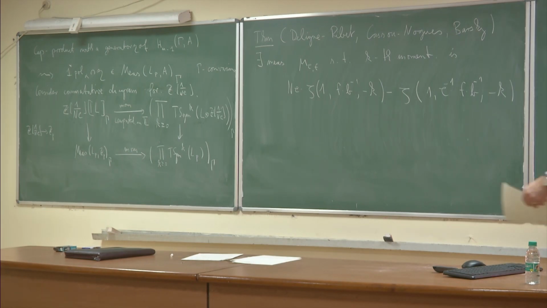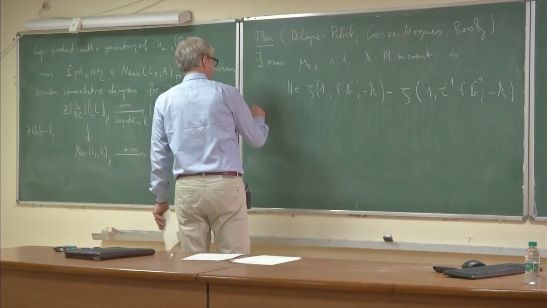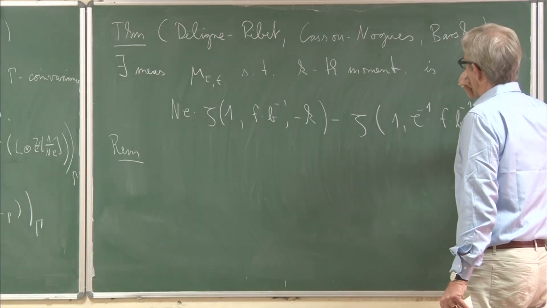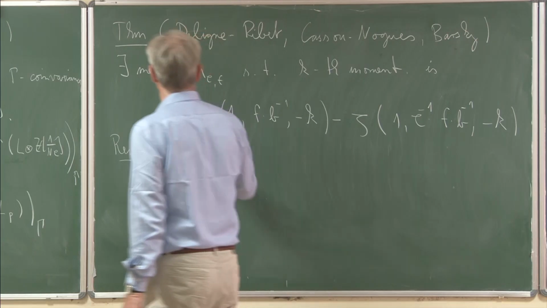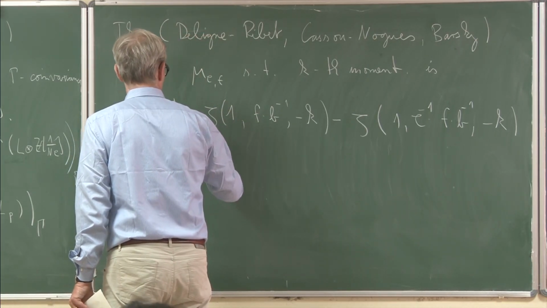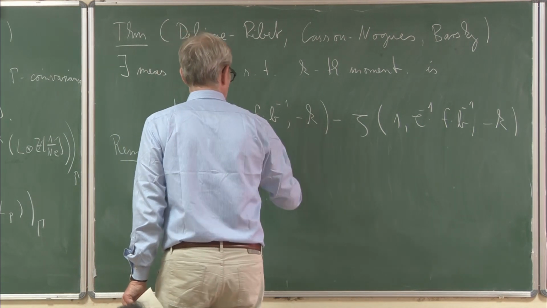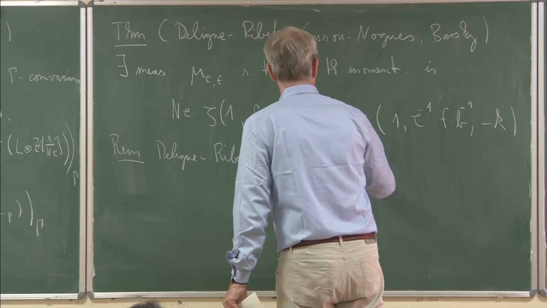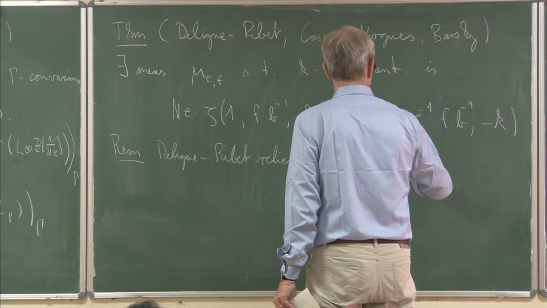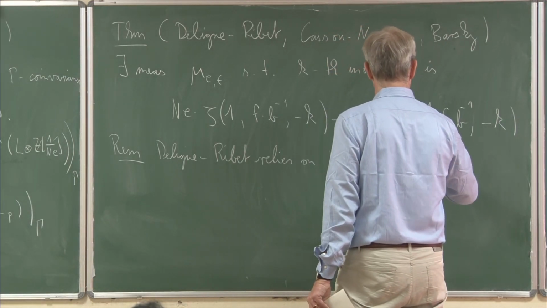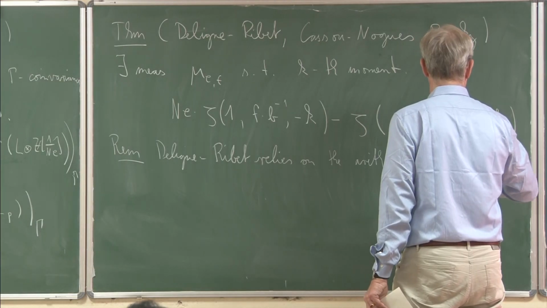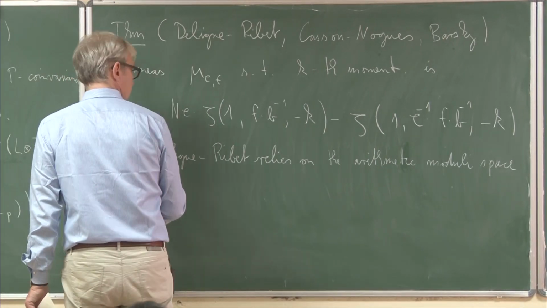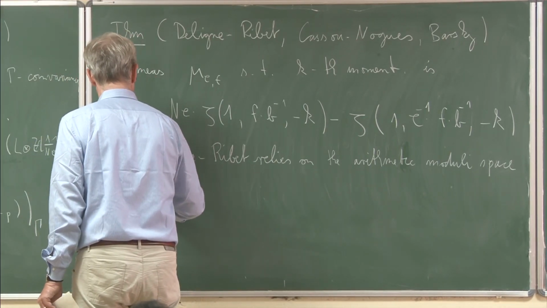And maybe I should remark that the original theorem of Deligne and Ribet, Cassou-Noguès and Barsky used somewhat different methods, but Deligne-Ribet relies on the arithmetic moduli space of Hilbert abelian varieties, of abelian varieties with real multiplication.